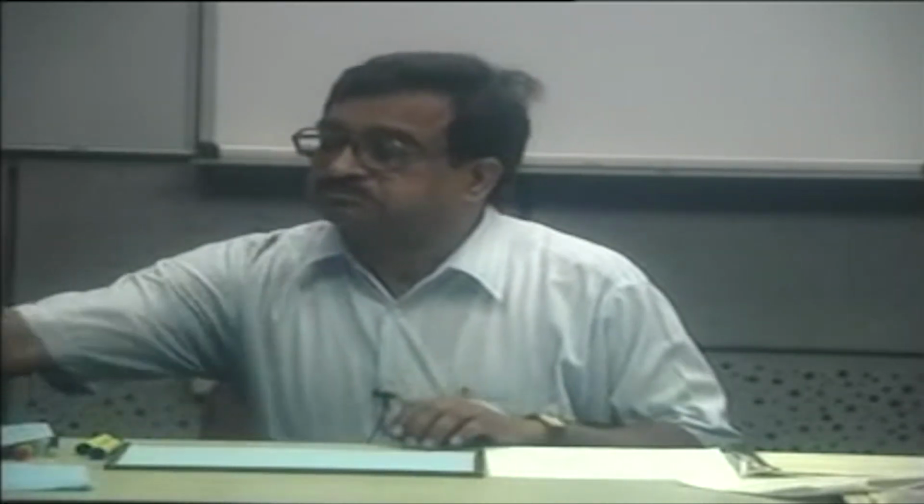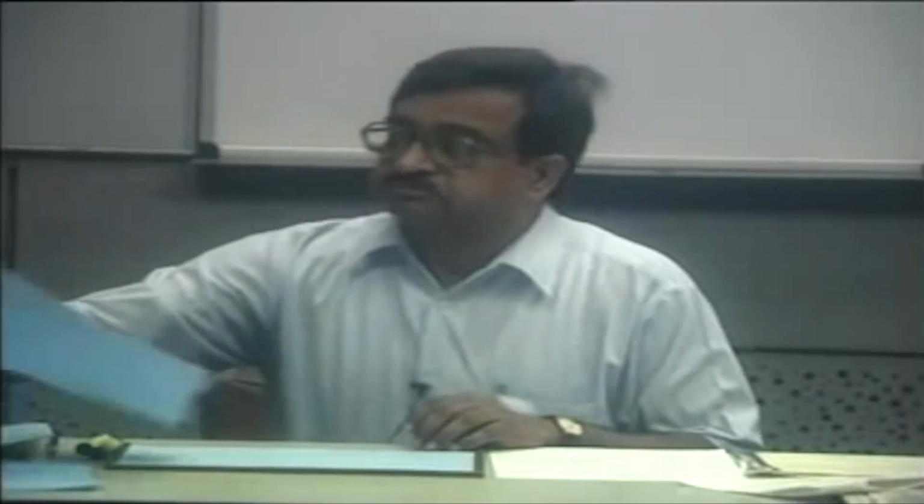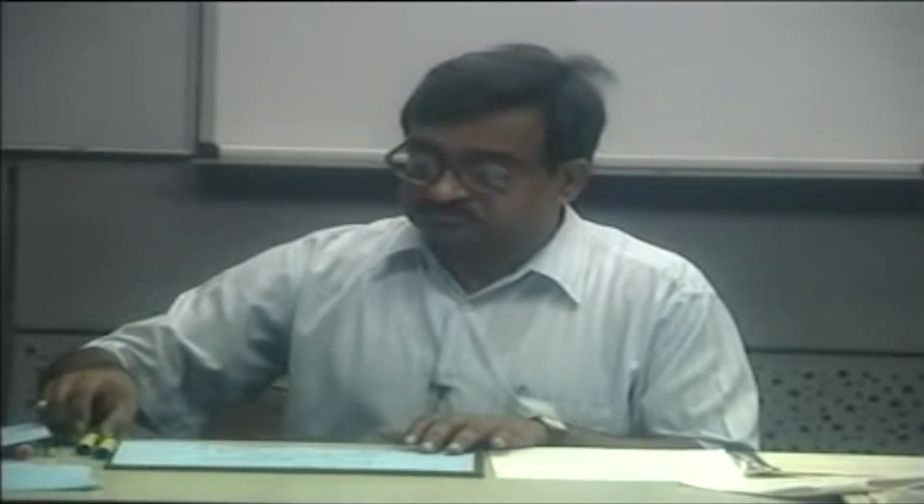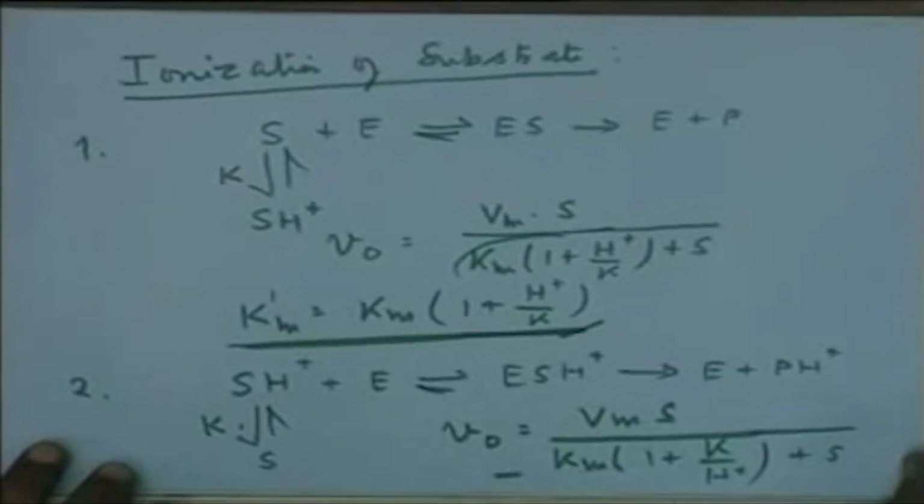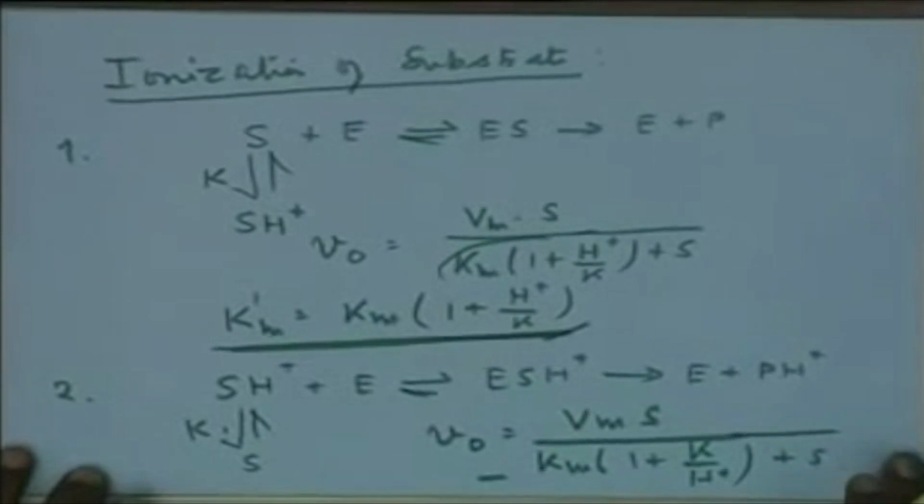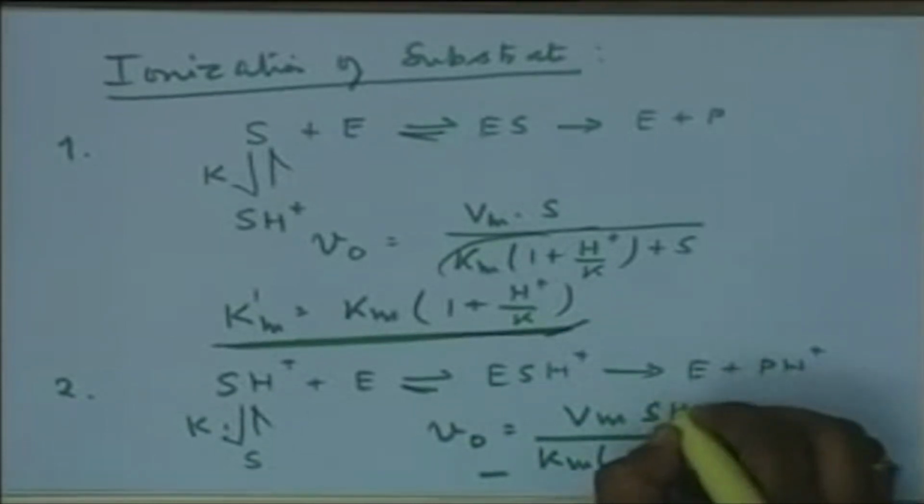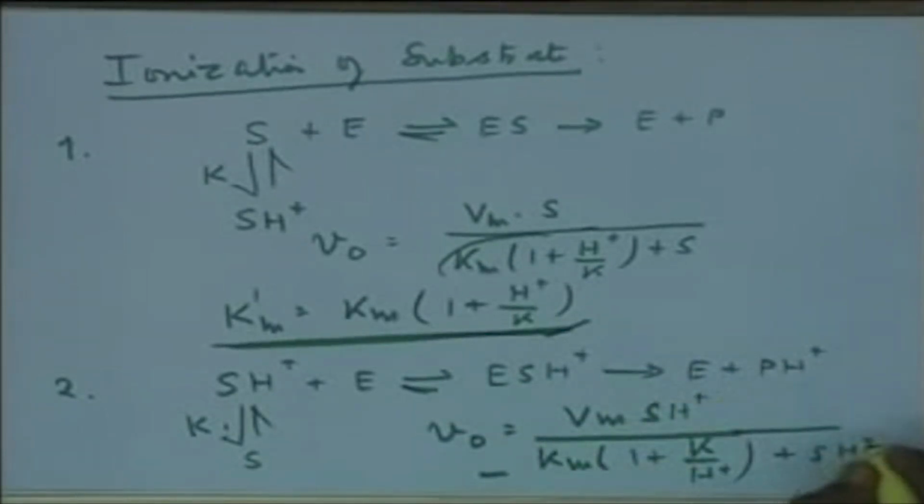So, the second expression that we have derived, won't S be replaced by SH positive? Which one? You are saying V naught is equal to Vmax S upon Km plus 1 upon K plus H negative? No, essentially in this case, yes, you are right, we should consider SH positive, because that is the form of substrate concentration which is essentially the total substrate concentration for all practical purposes. You are right.